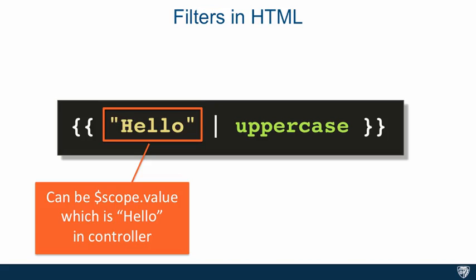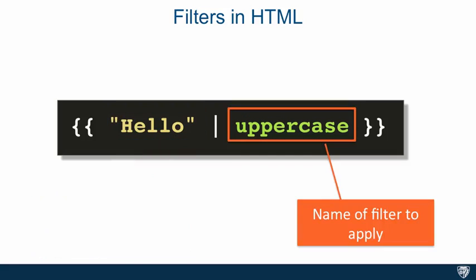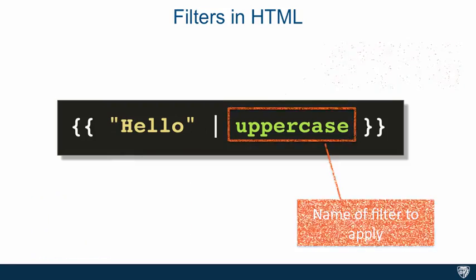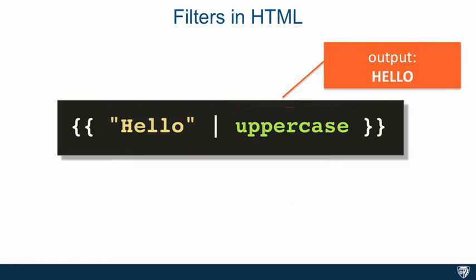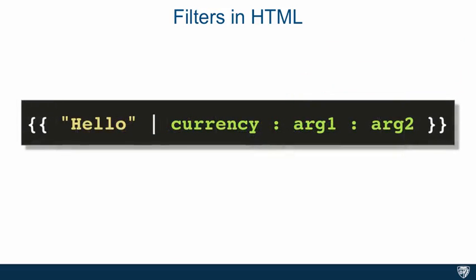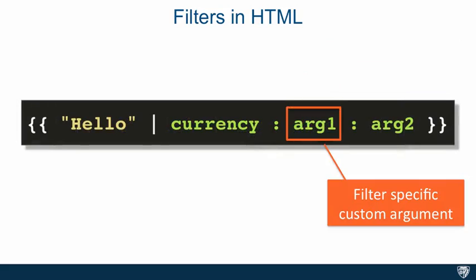And as I said, when you place an expression followed by a pipe and the name of the filter to apply, the output of this entire expression will be hello in all uppercase. We could likewise apply custom arguments inside the HTML as well. All we have to do is separate those custom arguments by a colon. So in this case, you see the currency filter is being applied with some custom arguments separated by a colon. Let's jump into the code editor and see some examples of this.